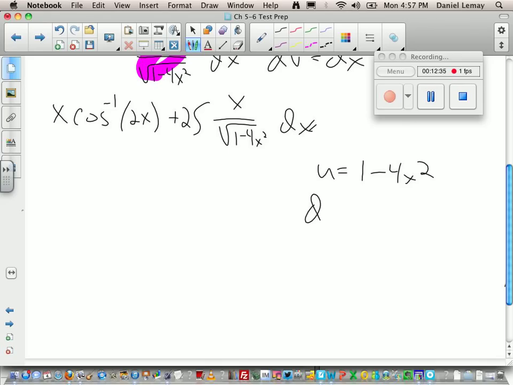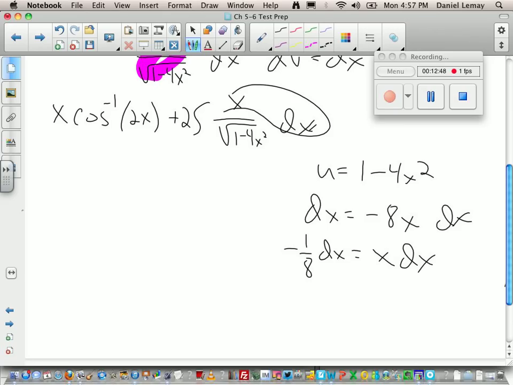So I'm going to let u be that expression. I'm going to take the derivative of that expression and get the negative 8 out of there. So I'm seeing that substitution's nice. So I've got a negative 1/8 I'm going to pull out. 2 times negative 1/8 is negative 1/4 times the integral of 1 over the square root of u du. Well, that's u to the negative 1/2.